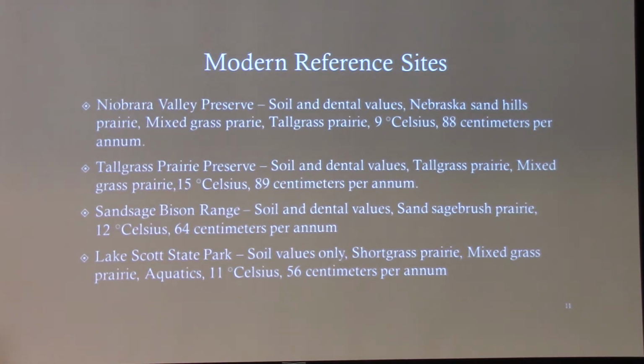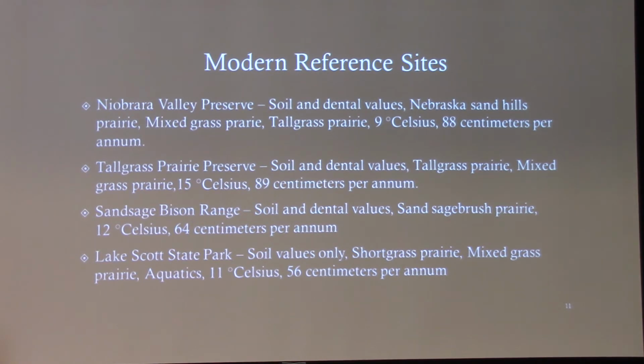The Tallgrass Prairie Preserve, again, I have both soil and dental values. This is a tallgrass prairie dominated ecosystem, but it does have areas of mixed grass prairie in areas that experience a high browsing pressure, as well as areas with very little soil, or shallow soil depth. You get that mixed grass prairie. The average temperature is 15 degrees Celsius, and it gets 89 centimeters per annum of precipitation. The Sand Sage Bison Range, again, soil and dental values. This is a sand sagebrush prairie.